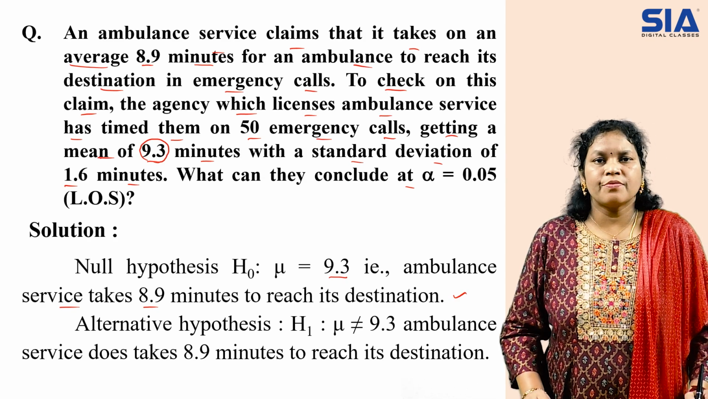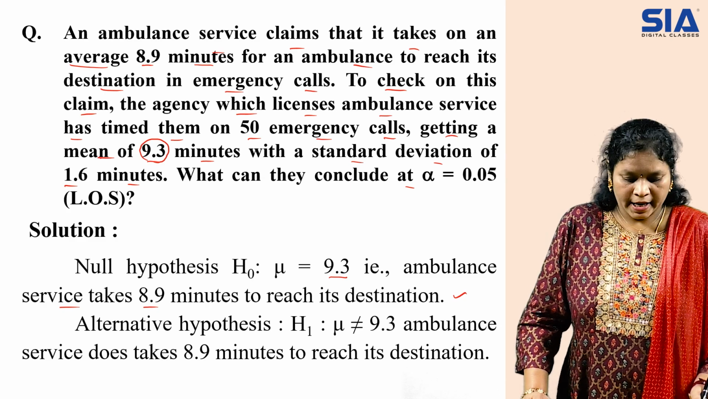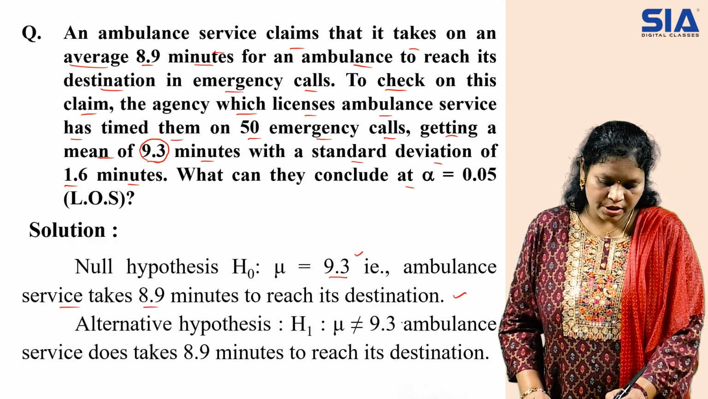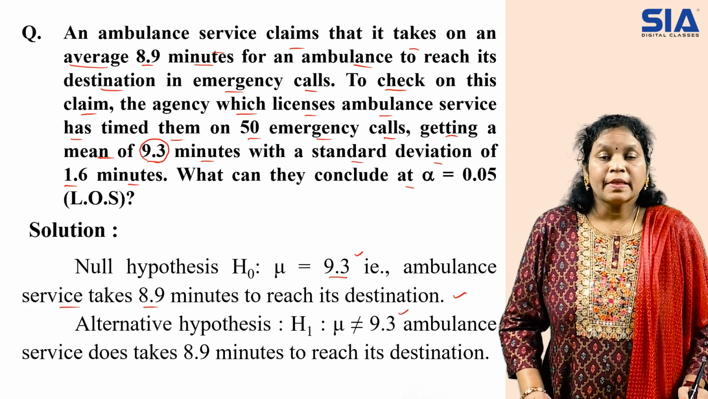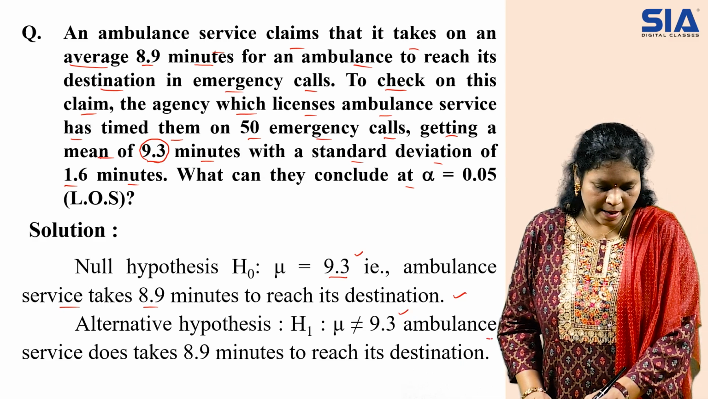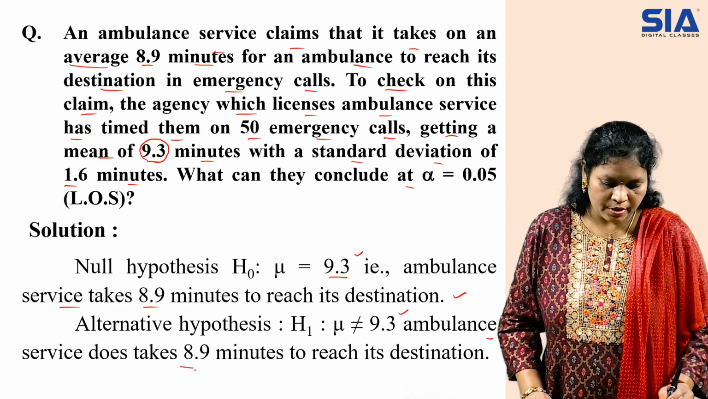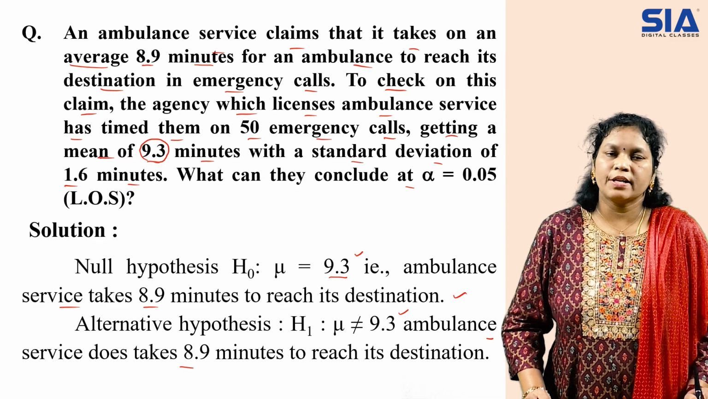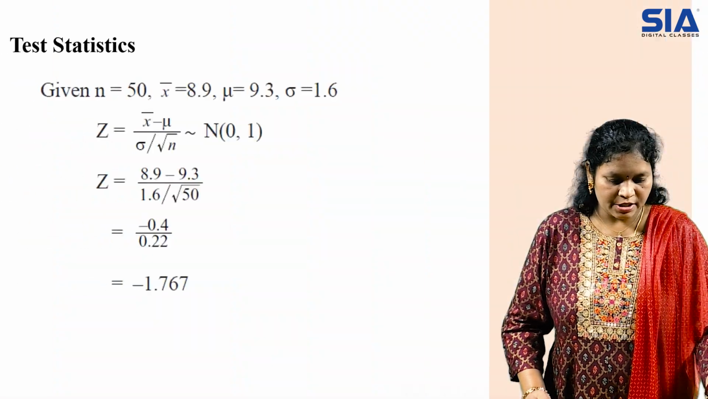Next, similarly we have to frame the alternate hypothesis also. H1: since we considered equal to, the alternate hypothesis should be not equal to. So H1: mu not equal to 9.3, meaning the ambulance service does not take 8.9 minutes to reach its destination. So that is the statement for the alternative we have considered. Now let us check it out.